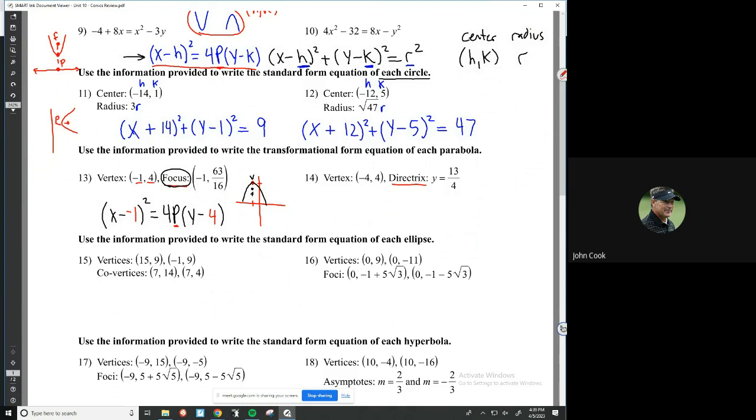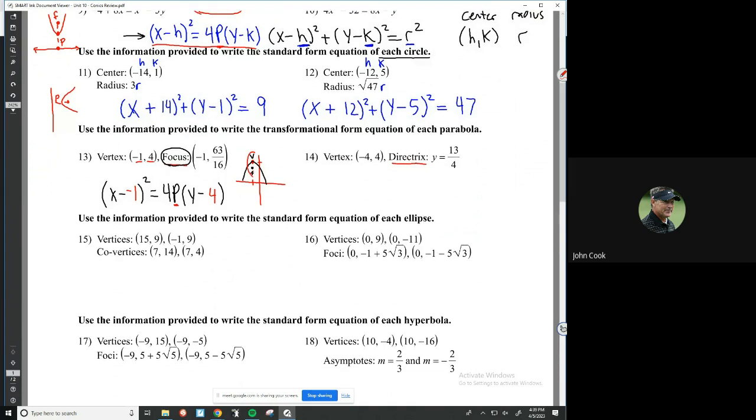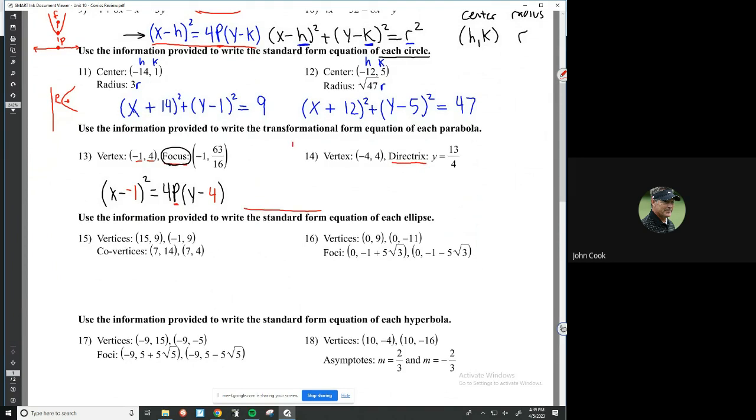The p-value is how far away the vertex is from the focus. I'm going to zoom in on this part and draw it a little larger. Here's my graph, and then 1, 2, 3, 4. The vertex is right here, and the focus is below it. I've got to find that distance. That distance is p. The vertex is located at (-1, 4), and the focus is at (-1, 63/16).